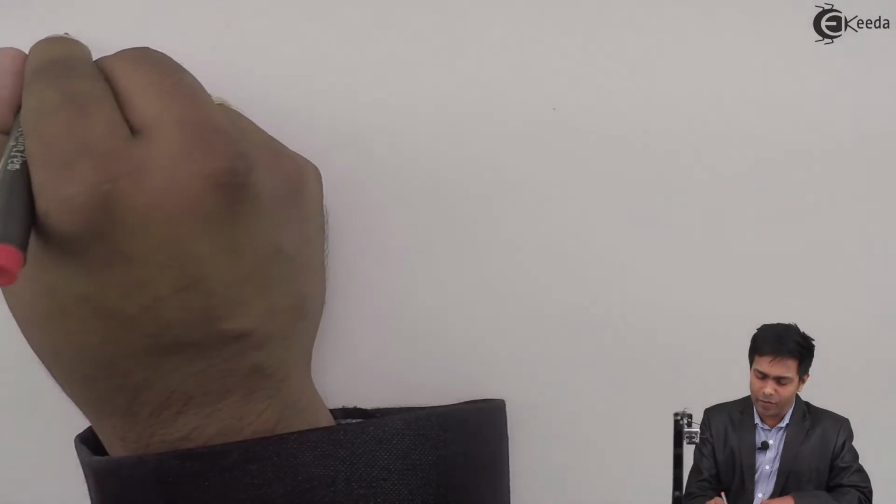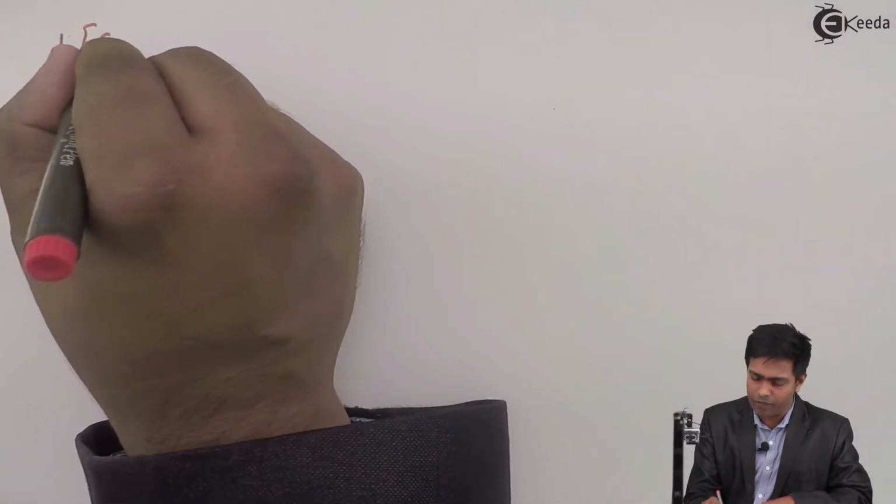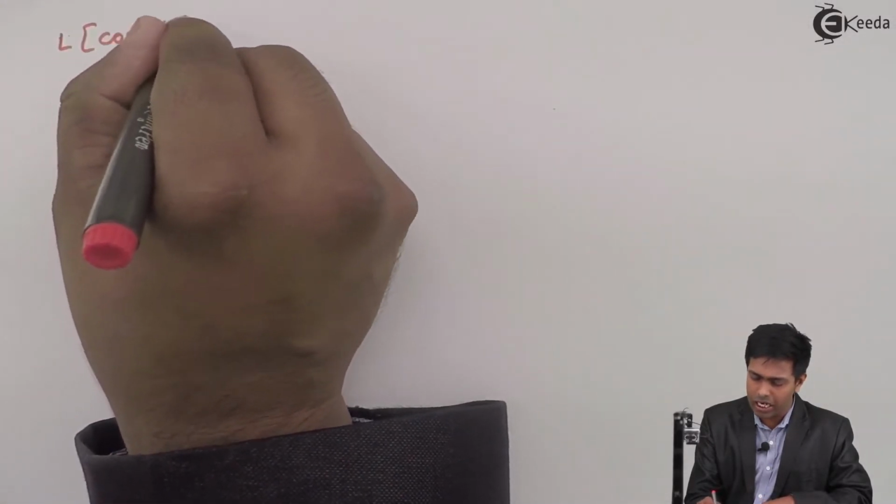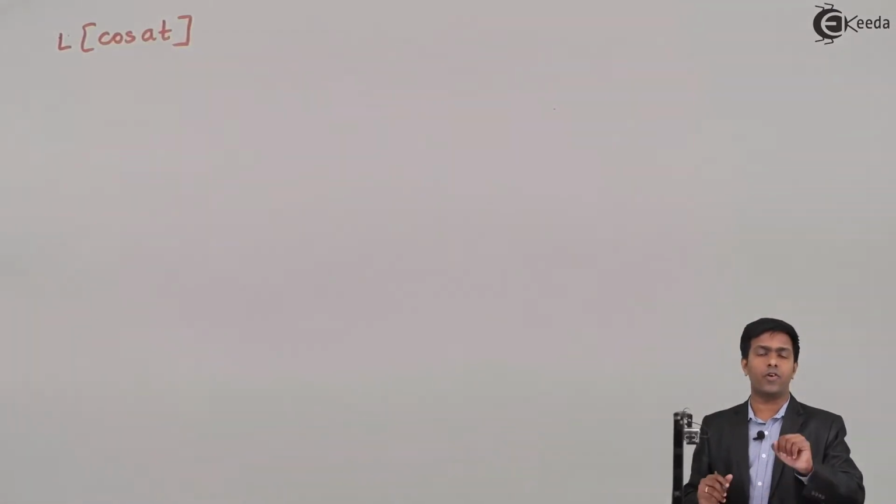Today we are going to derive the Laplace transform of cos at. Now, to derive the Laplace transform of cos at formula, we are going to use the definition of Laplace transform. So let me write that we want to find the Laplace transform of cos at. Here L denotes the Laplace transform.